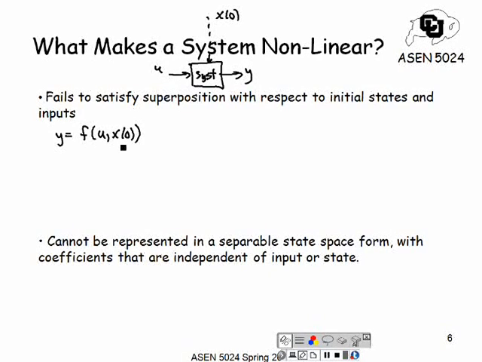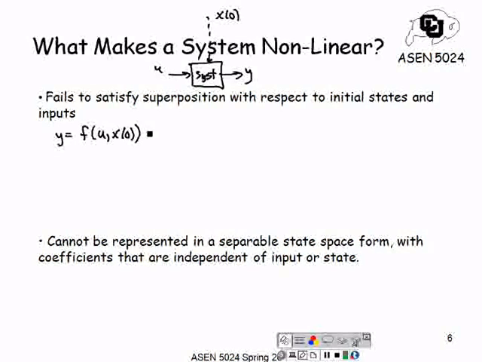I'm being a little vague about this. Normally y will depend on not only u at the same time that you're looking at y, but past u's. Usually most systems have memory in them. Most dynamical systems have memory, and so really y at some time is a function not only of u at that same time, but all past u's. Okay, but roughly speaking here, y is a function of u and x0.